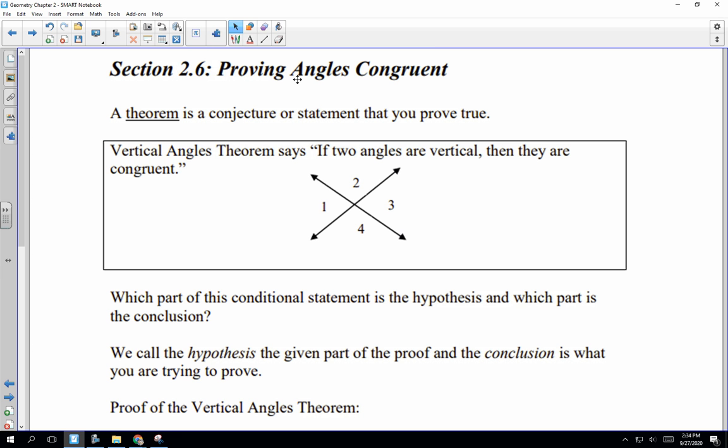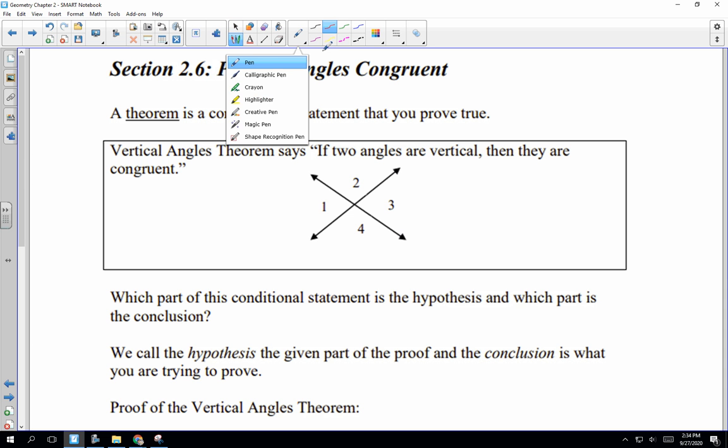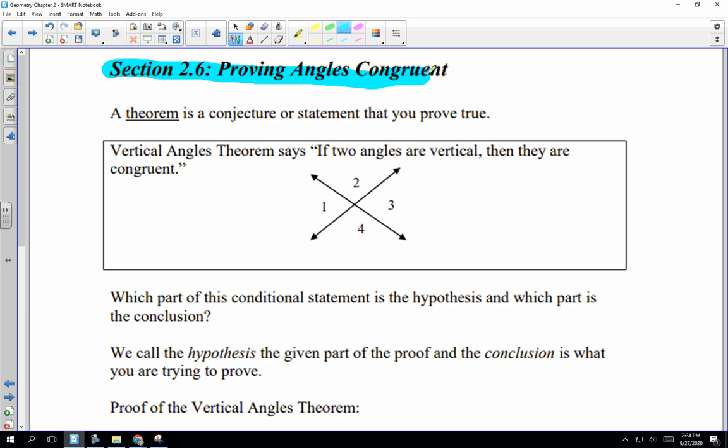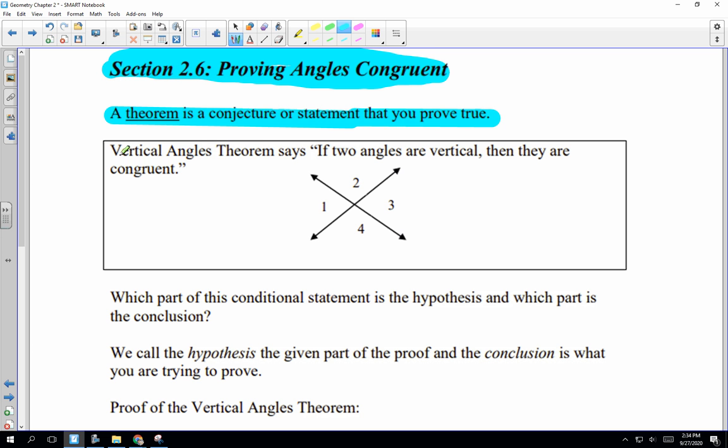We are doing chapter 2, section 6, proving angles congruent. A theorem, so let's go ahead and write that down. Remember, if I highlight it, you are responsible for it. A theorem is a conjecture or statement that you prove true. One theorem we're going to look at today is the vertical angle theorem. It says if two angles are vertical, then they are congruent. So that means angle 2 is congruent to angle 4 and angle 1 is congruent to angle 3.